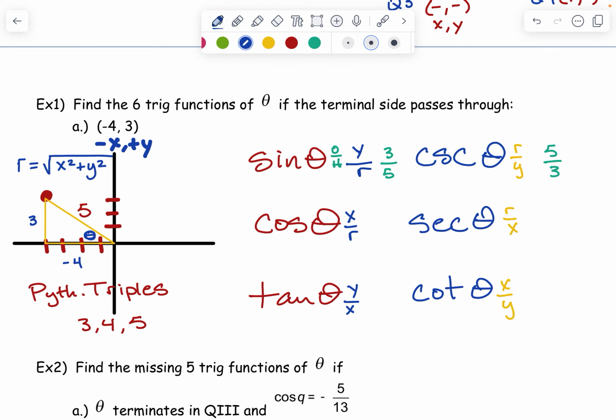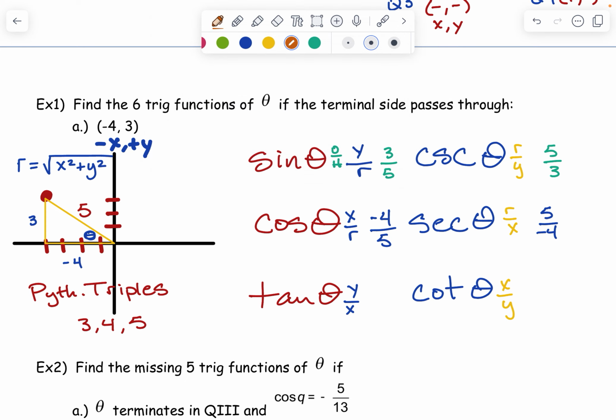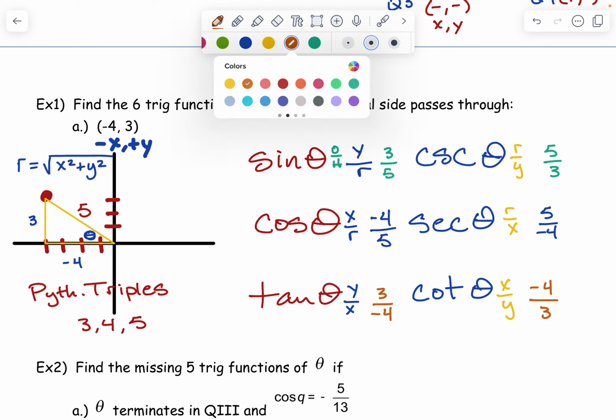Our x is -4. Our radius, or our r, is still 5. And then for secant, we're going to flip that. Our tangent, y, we would go 3. X, we'd go -4. And then for cotangent, we would flip that. So it'd be x over y. And those are our trigonometric ratios.